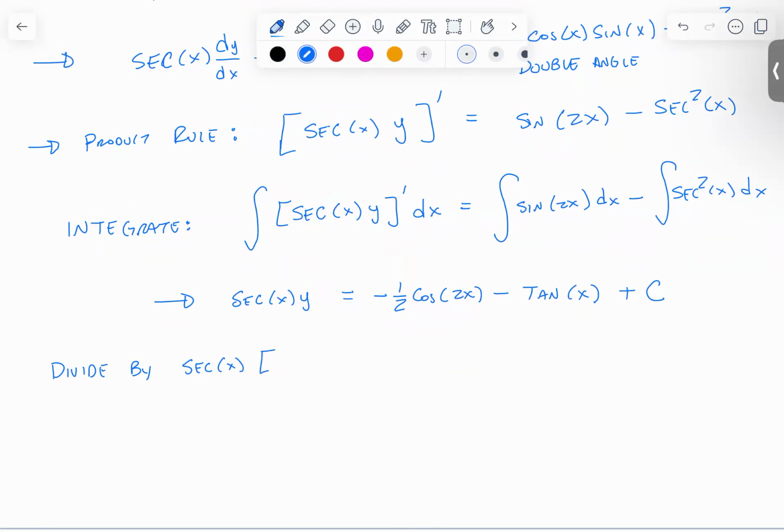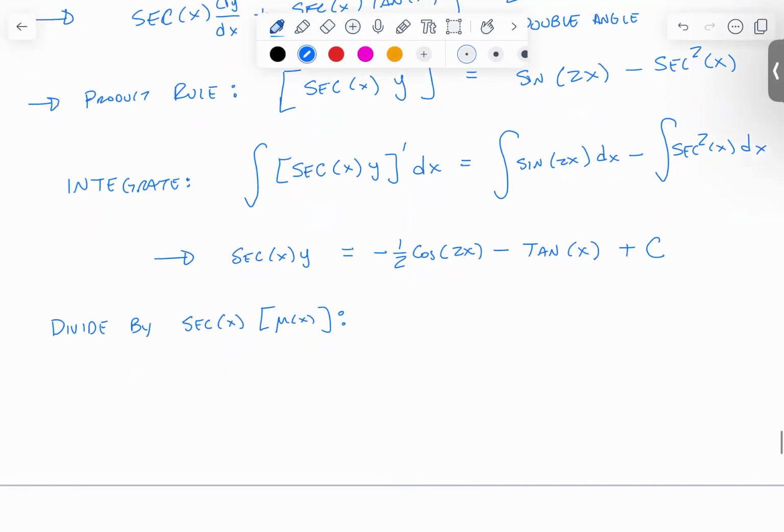Divide by the integration factor. You're absolutely correct. To what I was just saying, at this point, this is algebra. I'm solving for y, so I just want to divide by whatever this is. But you're absolutely correct. That is the integrating factor that we started with.